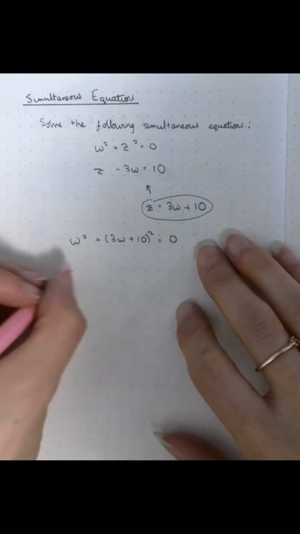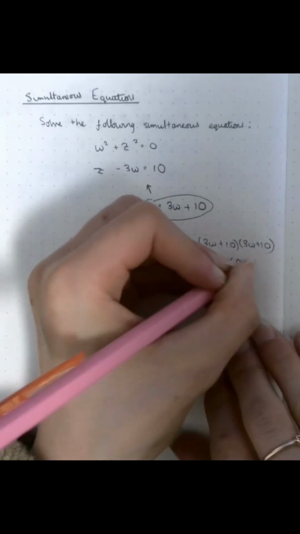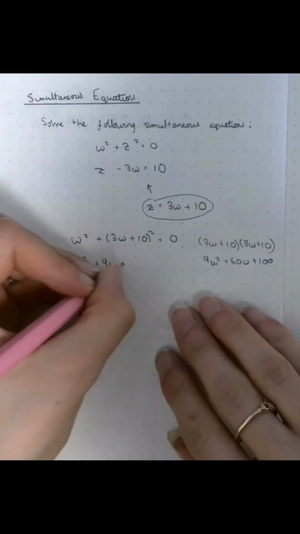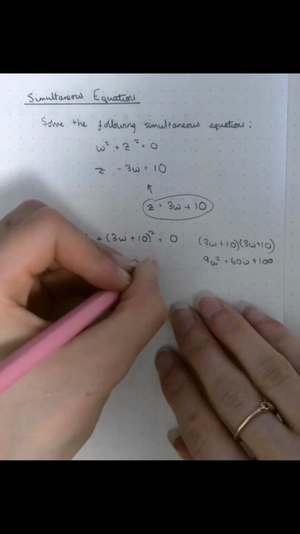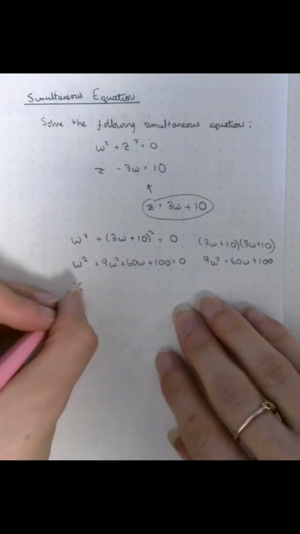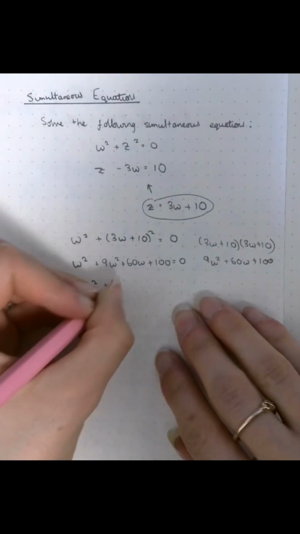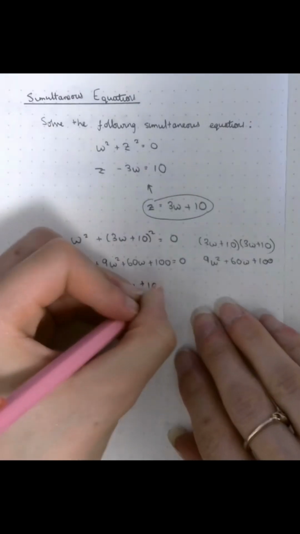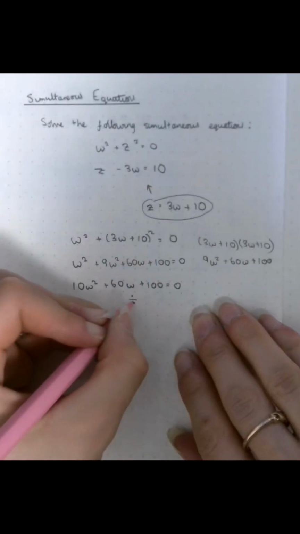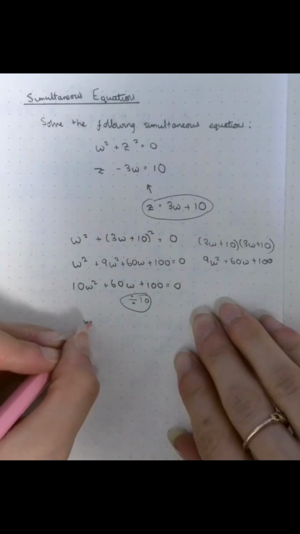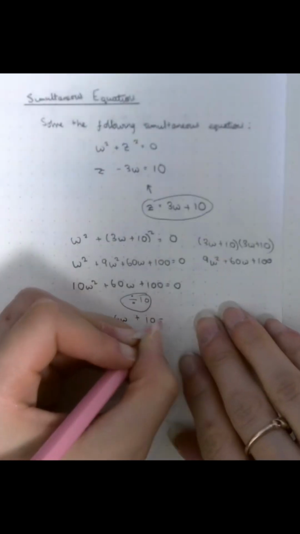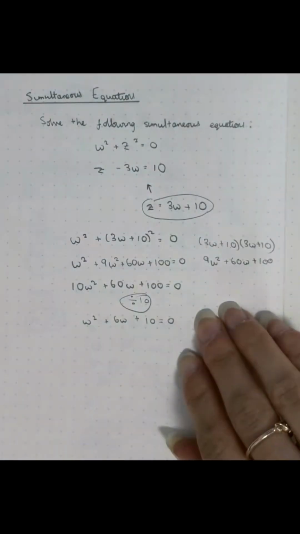And then let's expand that out. I have here 9w squared plus 60w plus 100 is equal to 0. Let's tidy that up a little bit to give us 10w squared plus 60w plus 100 is 0. To solve that, I'm just going to divide through by 10 to make my numbers a bit nicer. So I end up with w squared plus 6w plus 10 is equal to 0. Then let's try and solve that.